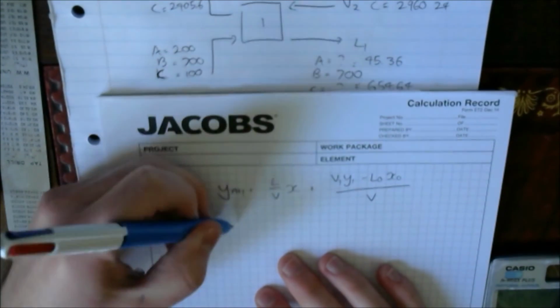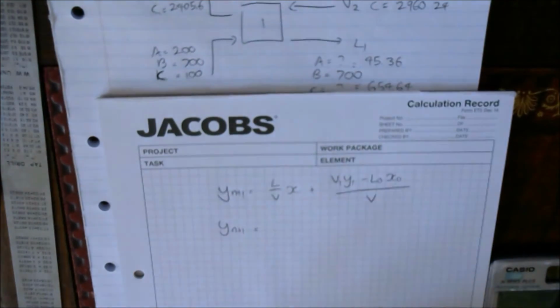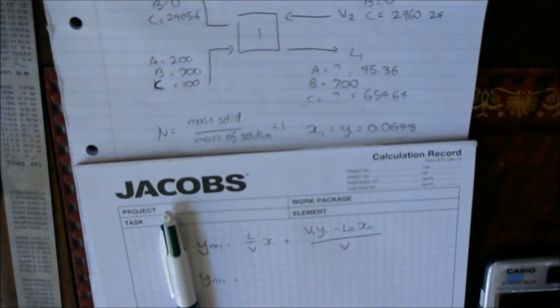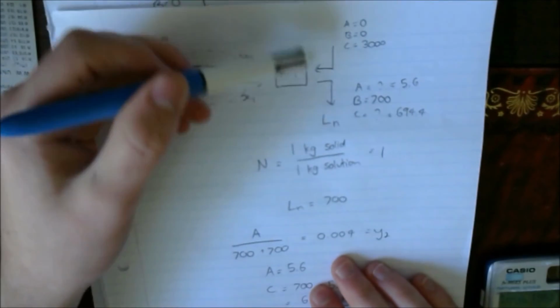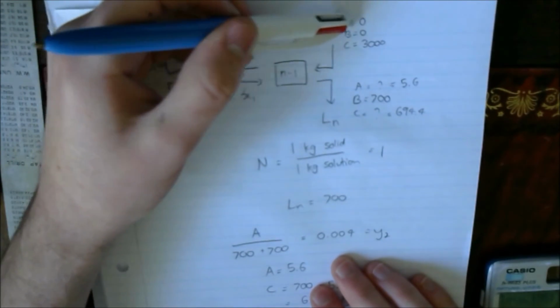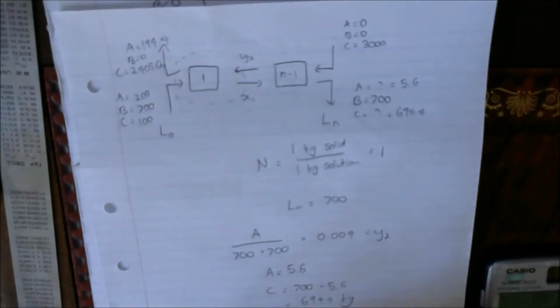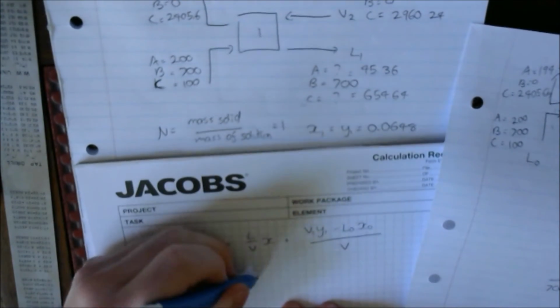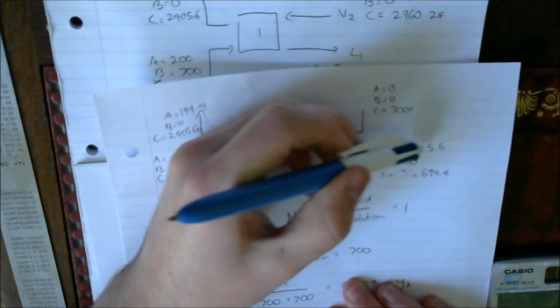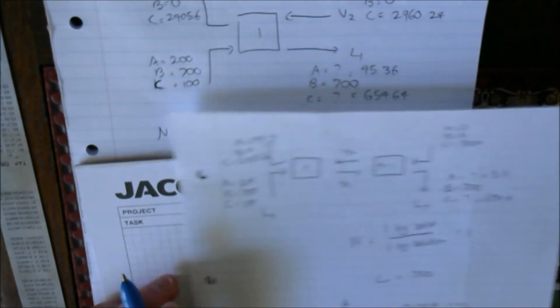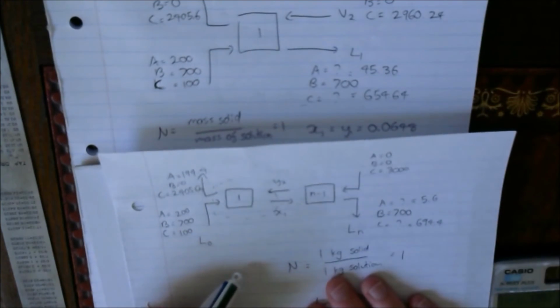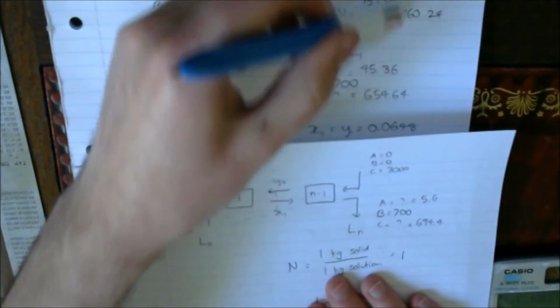So y n plus 1. Let's think about what L is. Let's go all the way back to our original mass balance. Taking our last stage as an example, we can see that the overflow, or the V, is going to be 3,000. So that's 3,000 on the bottom, and then L, our underflow stream, was 700, A plus C. So 700. And it doesn't matter what stage we took them from. We could have taken them from when we did our stage 1 mass balance. We could use these numbers.